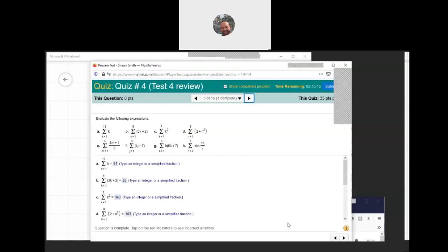All right, summations. These are not too difficult to work out by hand, but let me show you, if you have a graphing calculator, how you could do this. It is really easy.